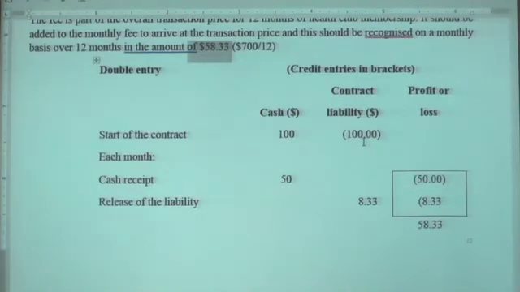Now you may have an argument. This is an upfront fee, not refundable. Can't it be taken to the P&L at the point you receive it? Answer: cannot. Why? You are getting this 100 as a joining fee by agreeing to provide the service. Is that clear? Therefore, until you satisfy the performance obligation, you cannot take this upfront fee into the P&L. That's why you add this upfront fee with the monthly fee, divide by 12 and recognize over the period. Is that clear?